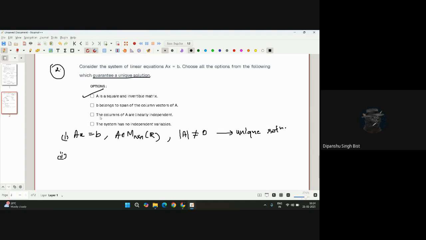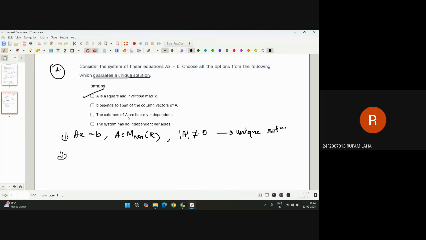The option 2 says B belongs to the span of column vectors of A. So if B belongs to the span of the column vectors of A, that means the solution exists. But again, you can have two conditions: either the solution is unique, or you are having infinitely many solutions. So is there any particular condition given here that would ensure that it is a case of unique solution?